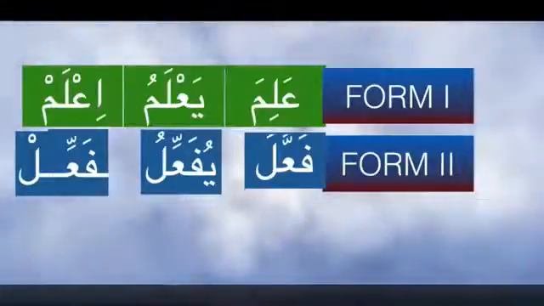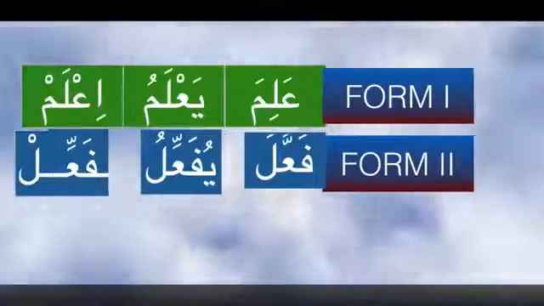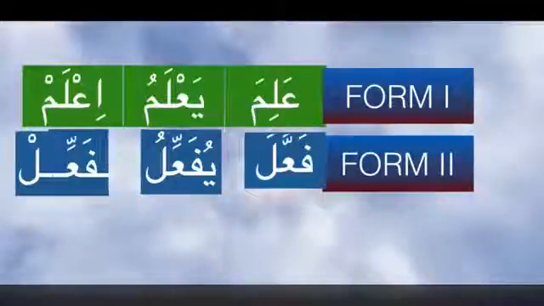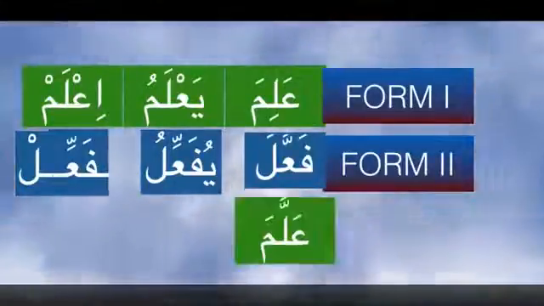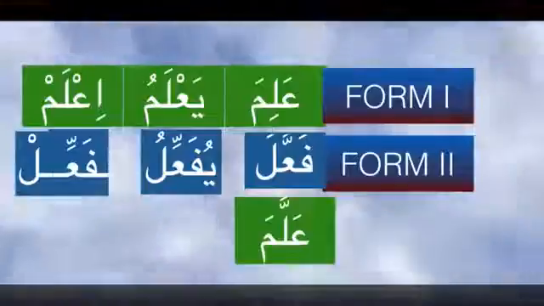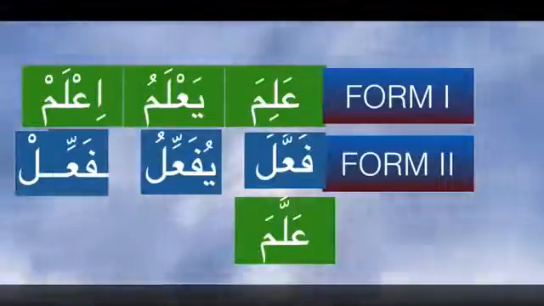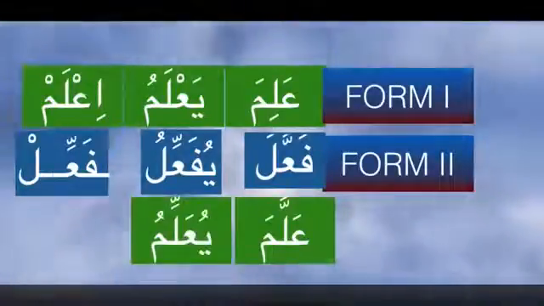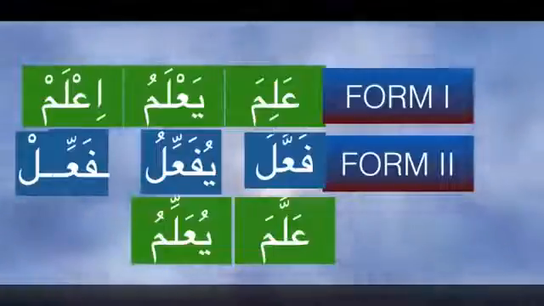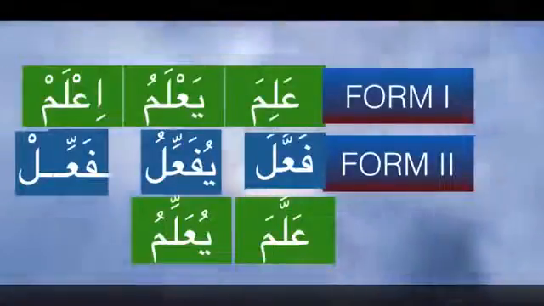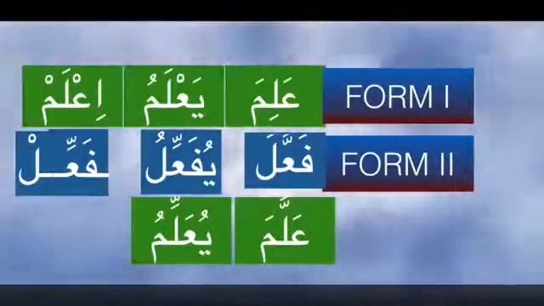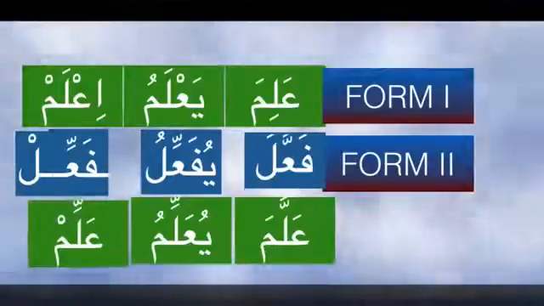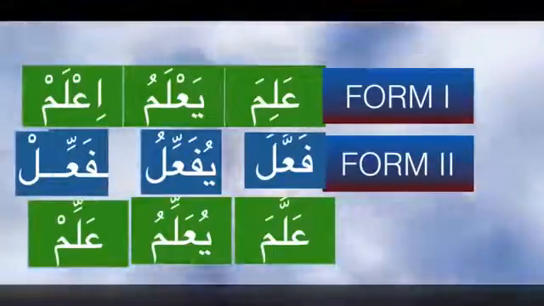So if you take the example, alima, form 1, which means he knew. Allama means he taught. And yu'allimu means he teaches. And how do you make amr? It is allim. Allim means the amr.